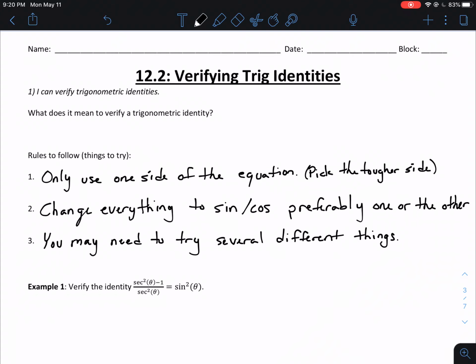All right, well, hello, Honors Algebra 2. This is the second day of Unit 12. We got a little bit of a preview of this section in the previous section, 12.1. Today we're going to be focused solely, though, on verifying trig identities.